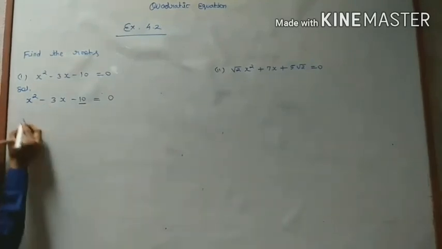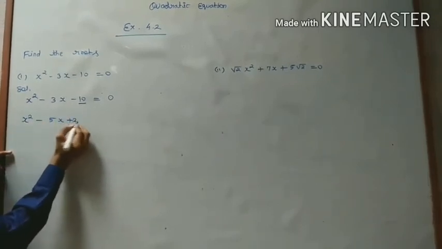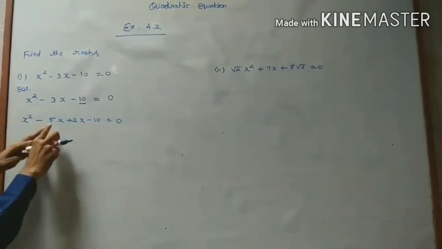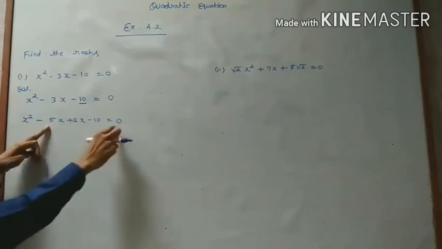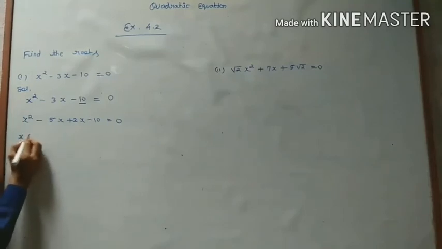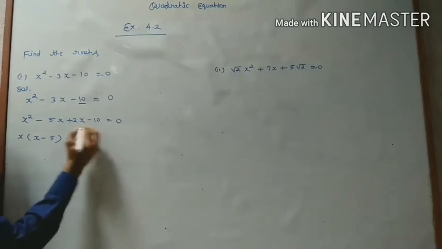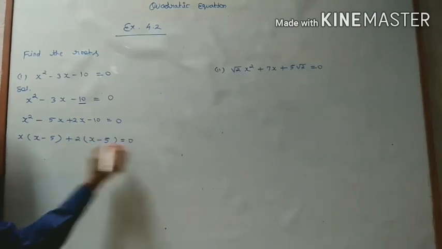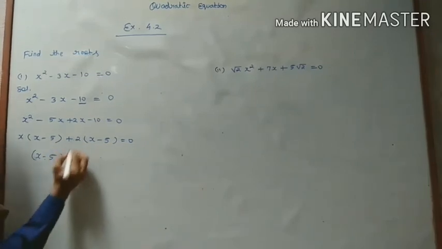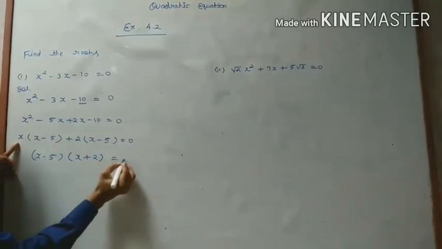Look at this one. Next step is here: x squared - 5x + 2x - 10 = 0. Okay, so you can see 5 times 2 is 10 with a minus, so -10, and 5 - 2 is 3, so -3x. Next step, take x common: x(x - 5) plus 2 common, x - 5 also equal to 0. This x - 5 stays as it is, and then x - 5 is common, so next step: (x - 5)(x + 2) = 0.